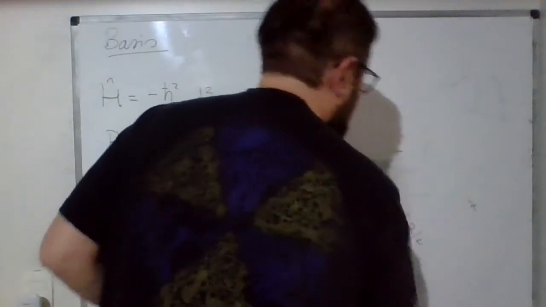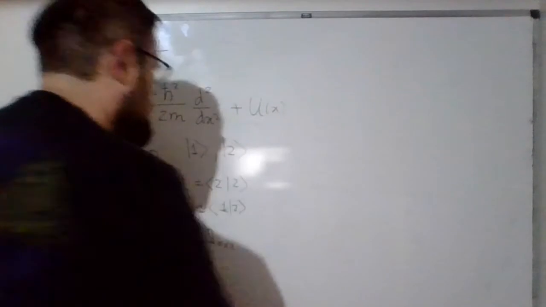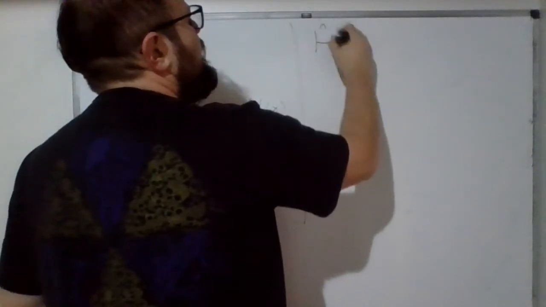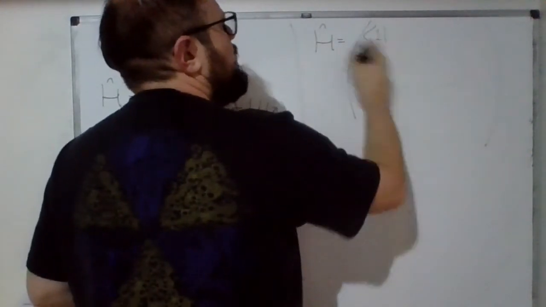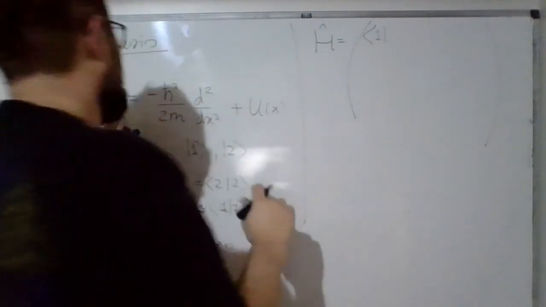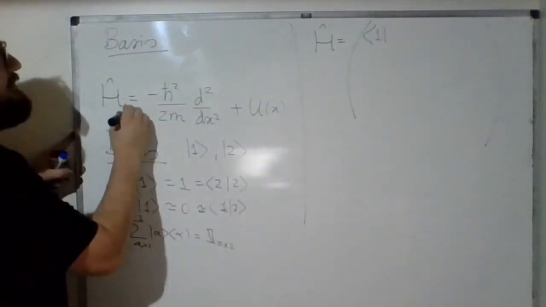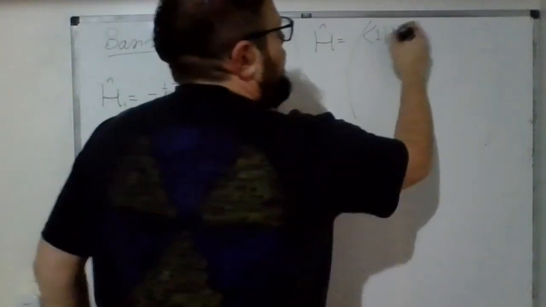All right. So what you have is a Hamiltonian which corresponds to 1, a Hamiltonian represented. This is the single particle Hamiltonian. I'll call it H1.